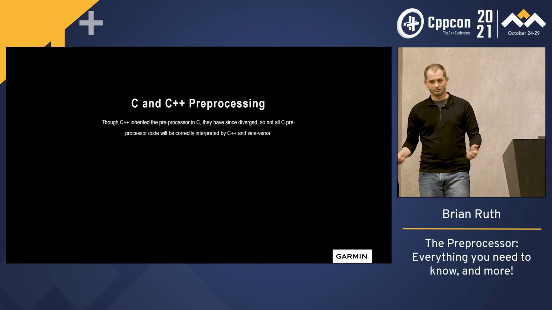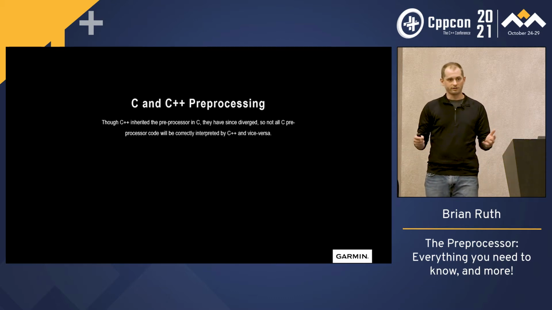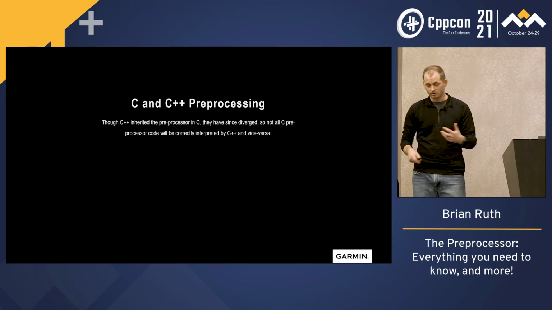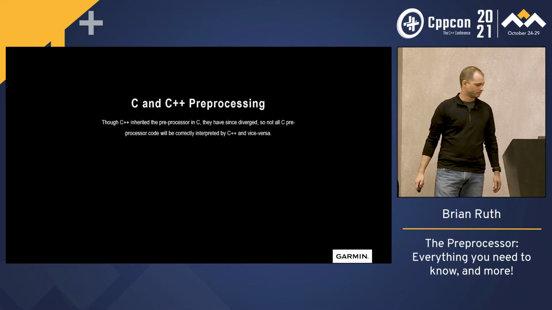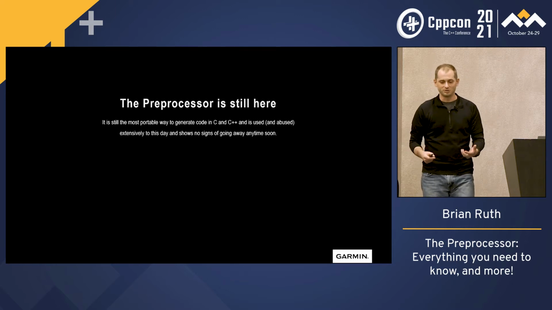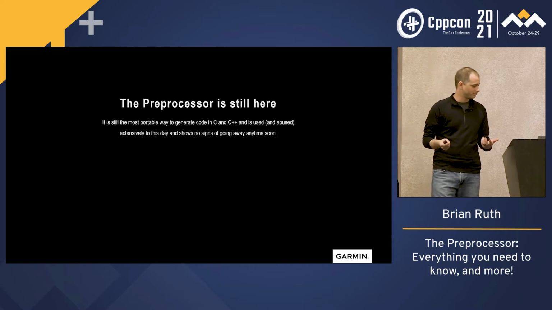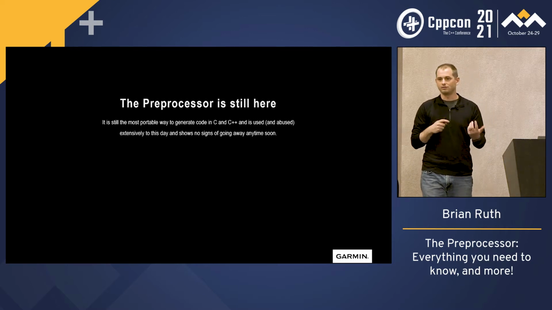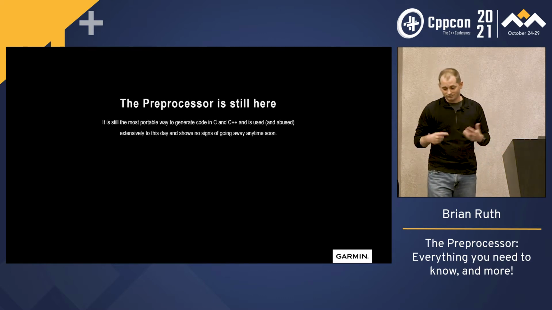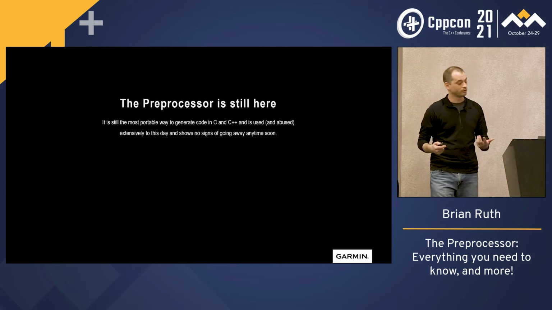C++ did inherit the preprocessor from C, so a lot of the stuff applies to both languages. But since then, they have diverged and gone in different directions, and they've borrowed from each other throughout time. So we'll take a look at where those things differ. Although its death has been predicted for many, many years, it's still here. It's still the most portable way to write generated code. It's used extensively in C and C++ interoperability, and it's a good idea, even if you're not going to be using it, to know what it is when you start encountering this code.